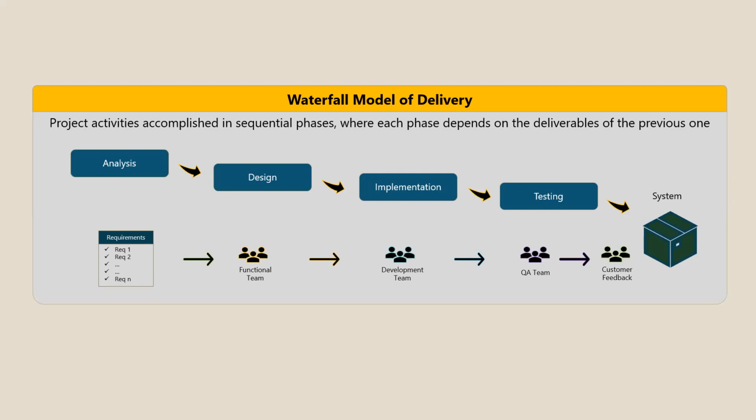What is the disadvantage of it? If there is a delay in one of the previous phases, it has a ripple effect. It just stops all the other phases.